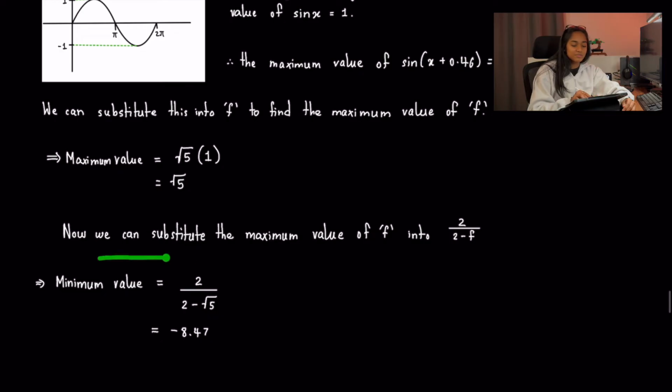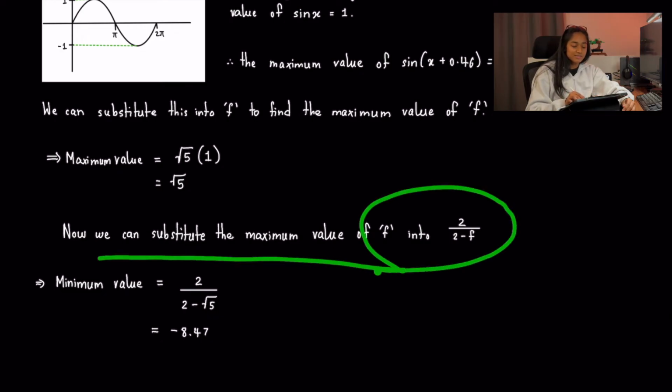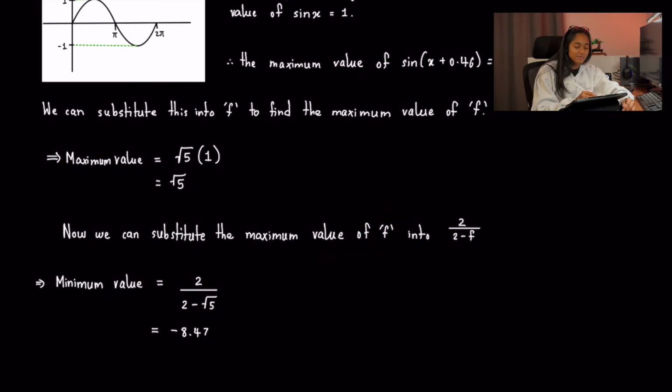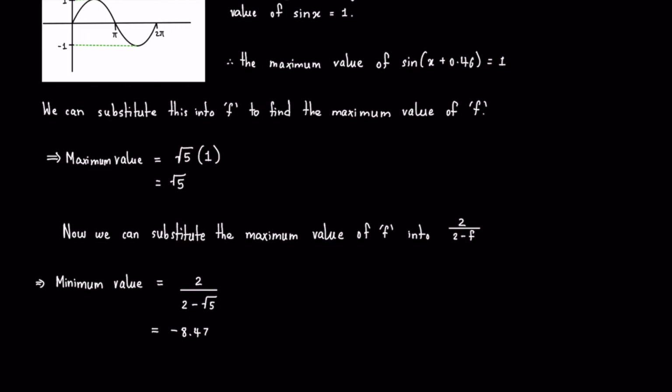So now we substitute in the max value of f into this, and therefore the minimum value is equal to 2 over 2 minus square root of 5. Use your calculator or your very brilliant brain and come to the conclusion that the minimum value is equal to minus 8.47.